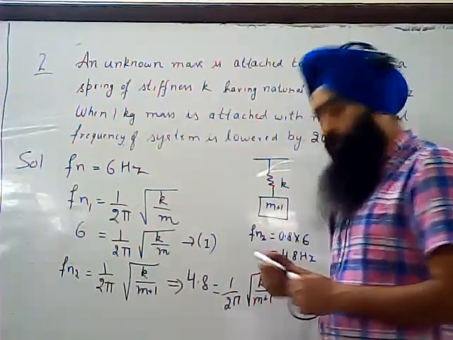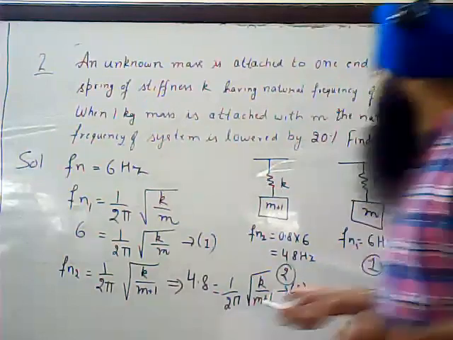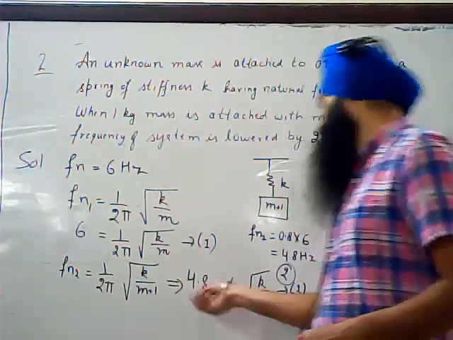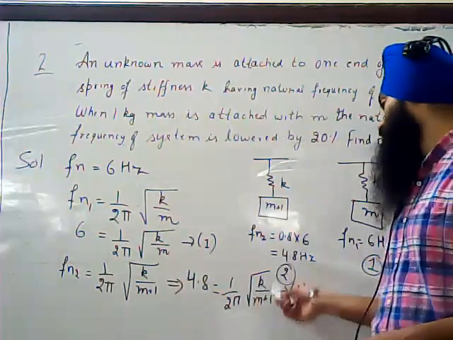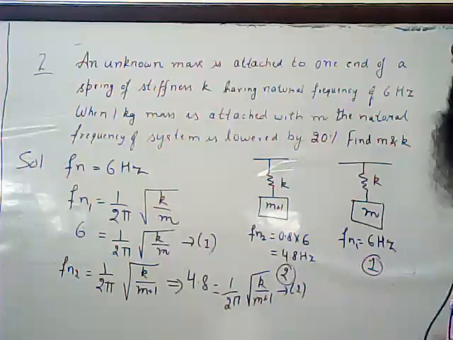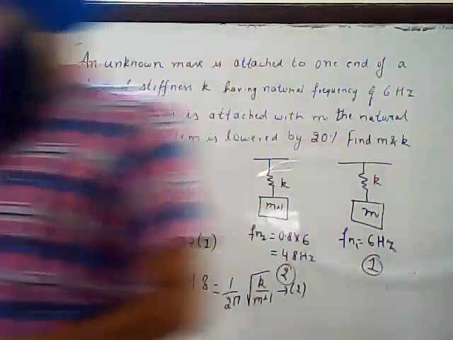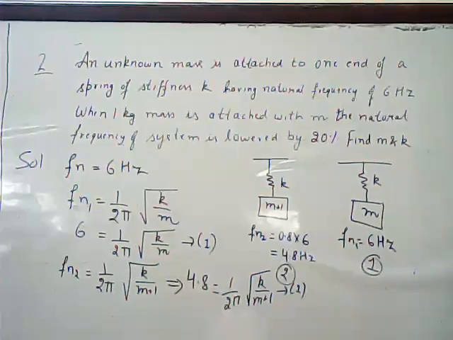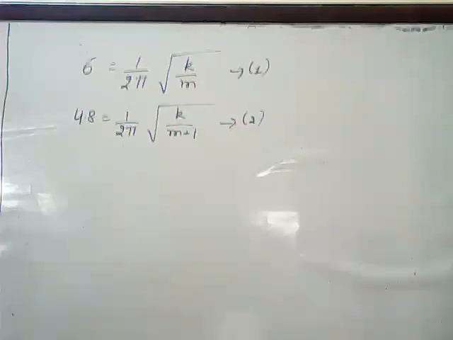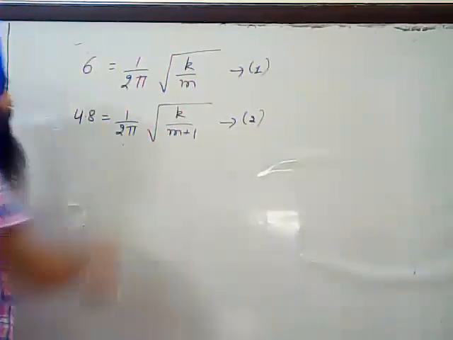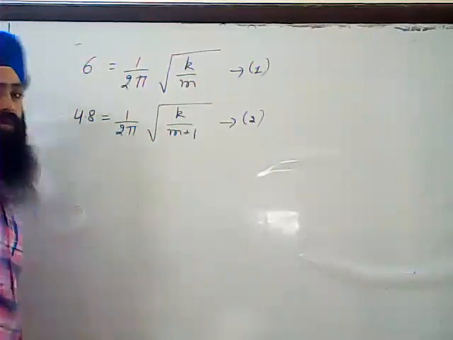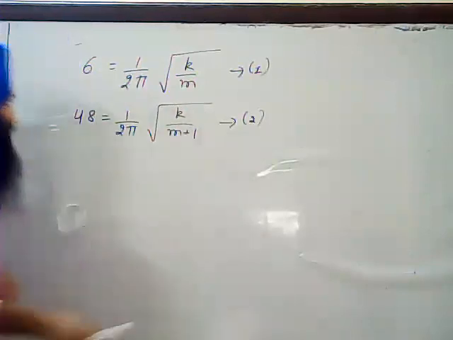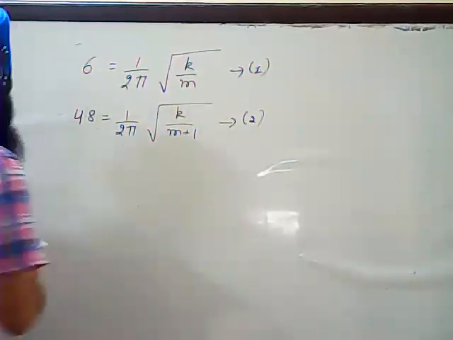So now we are having two equations and there are two variables. The first equation is 6 is equal to 1 by 2 pi into under root k by m. And the second equation is 4.8 is equal to 1 by 2 pi into under root of k upon m plus 1. We can solve these equations. So dividing equation number 1 by equation number 2.